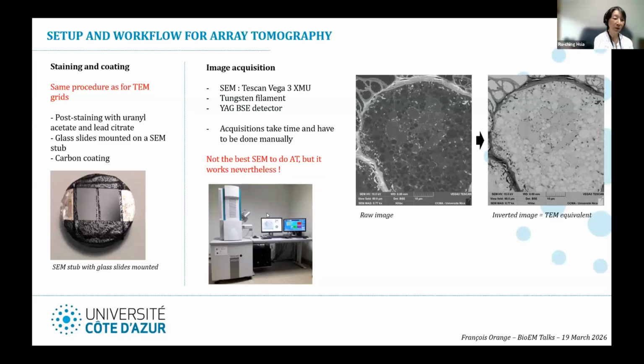Okay. The next question is, what are your tools for staining the sections on the glass slides? Pretty much the same as the staining of the TEM grid.